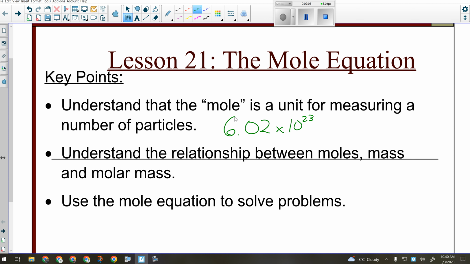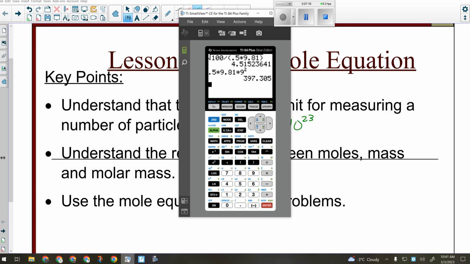Now, a little bit of a trick. How do I put that number in my calculator? I have to put it in brackets.